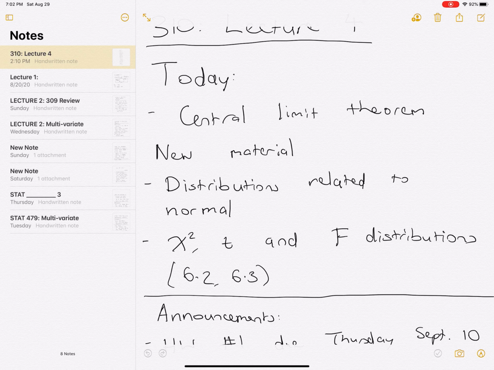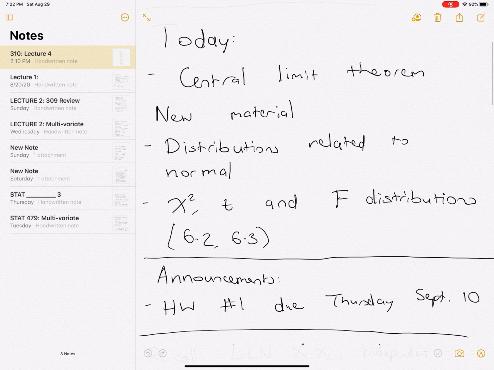I should also alert you to the fact that there's a section on the weekly schedule, or the outline of the topics covered, and they refer to sections in the book. So you can also look that up to get a sense of where we're at in the course.